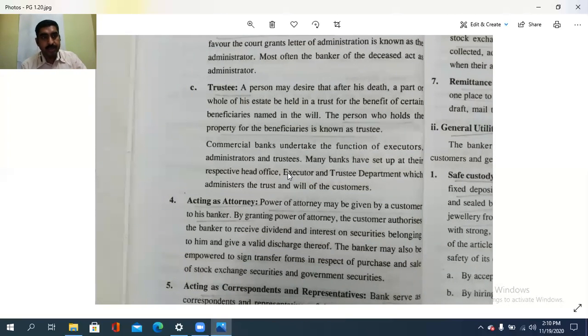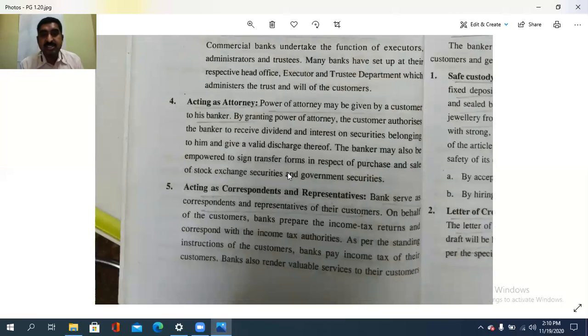Payment and collection, then purchase and sale of the securities, acting as an administrator or executor or a trustee, then acting as an attorney, then another one is acting as the correspondence and representative. So how a bank is serves as a correspondent and representative, that we are going to see. On behalf of the customer, banks prepare the income tax returns and correspond with the income tax authorities.